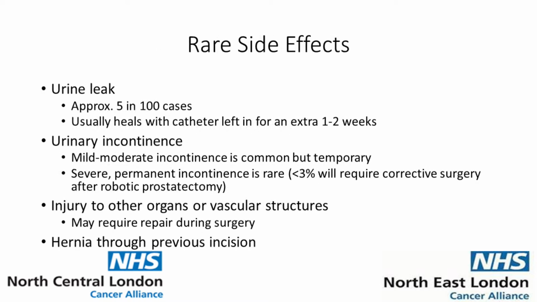Very rare side effects include a urine leak, around 5 in 100 cases, requiring the catheter to be kept in for longer. Urinary incontinence is common after surgery, and around 3% of men will require further surgery to correct this after a prostatectomy. Very rarely there can be injury to other organs, and this may require repair during the surgery. In addition, a rare side effect is a hernia through the previous incision, and that can be avoided largely by not doing any heavy lifting in the first weeks after surgery.